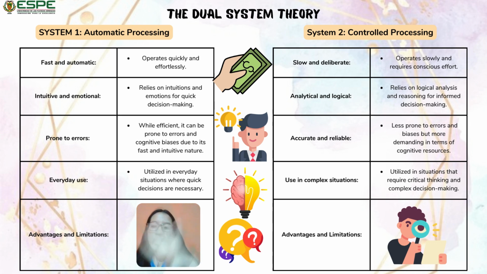We have four characteristics about this. First, quick and automatic, that works very fast and without us thinking about it. The second is intuitive and emotional, that uses our feelings and gut reactions to make quick choices. The third is it can make mistakes, because it's so fast it can sometimes be wrong. And the fourth is everyday use. It helps us in daily tasks where we need to decide quickly.